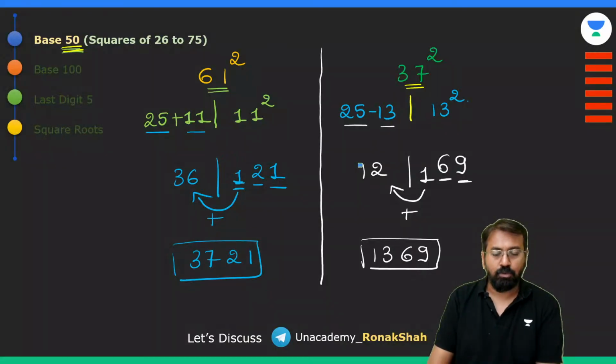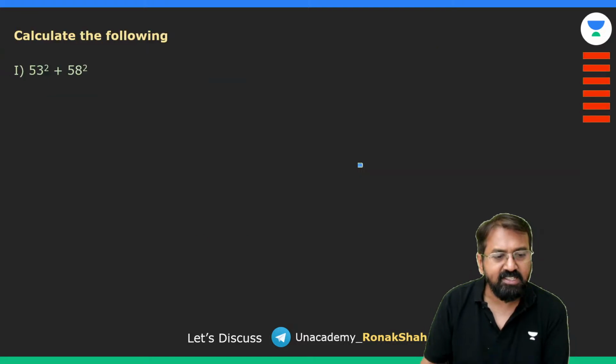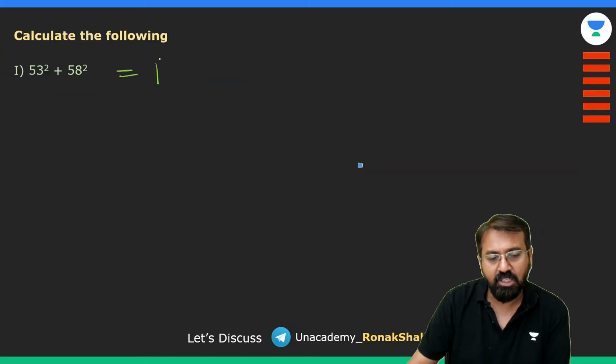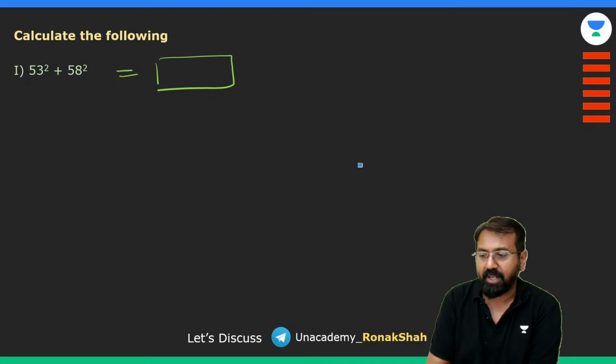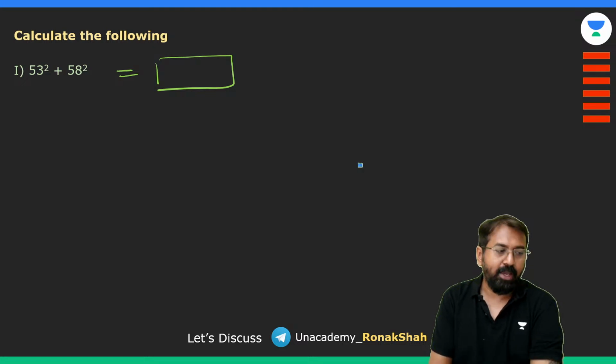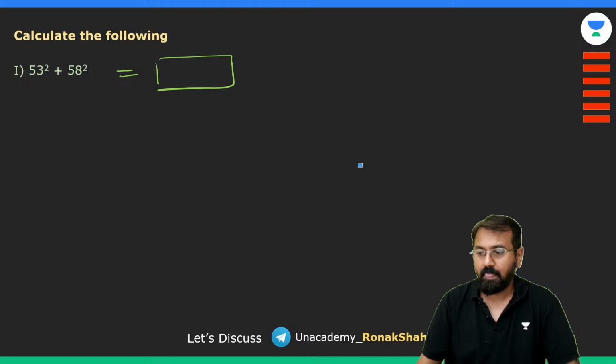Right? Okay, sure. So let's proceed, guys, and let's take a few questions. Can you answer this question? Everyone, type your answer in the chat box. 53 square plus 58 square. What will be the answer? 53 square plus 58 square. Come on, fast.